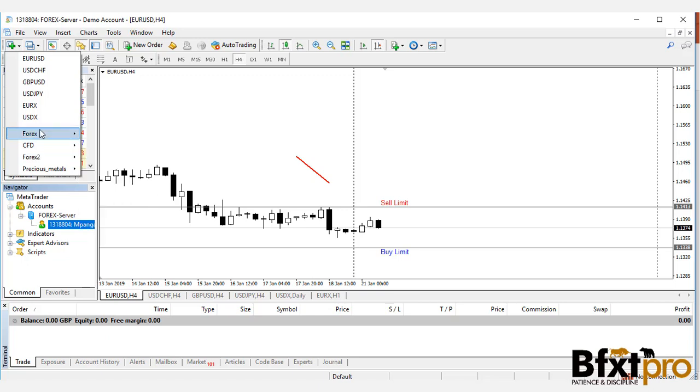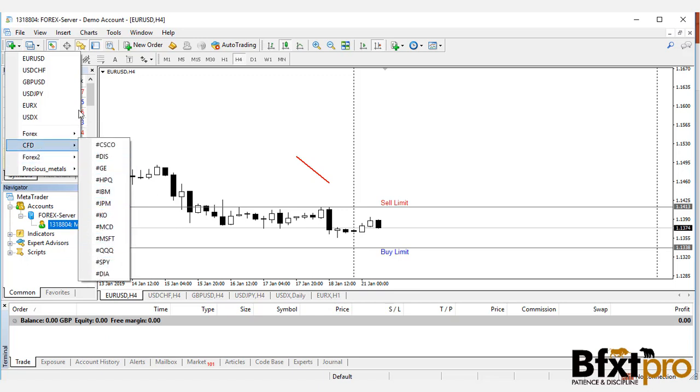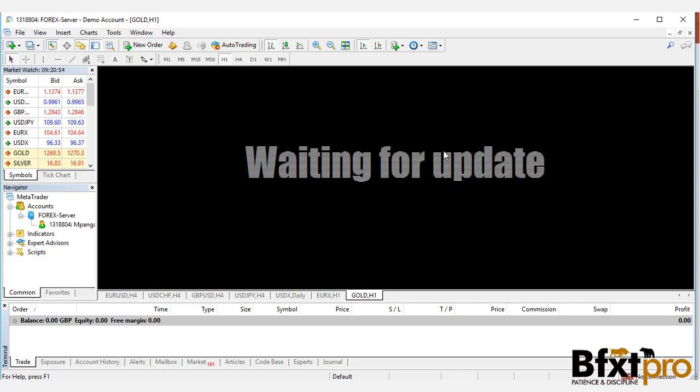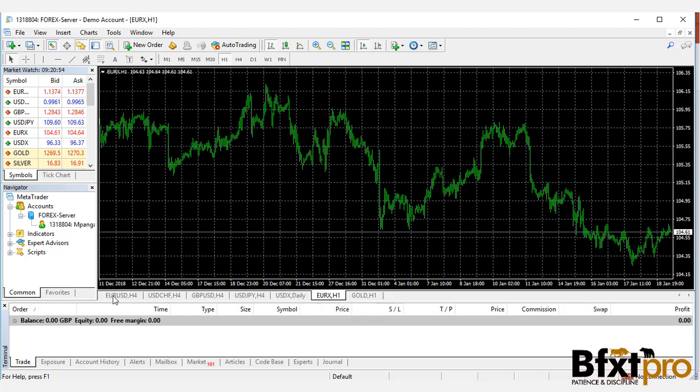Let's say for example, you see we have Forex, Euro USD, we have CFDs, this is them. We have Forex 2, they have metals, gold and silver. If I want to add them, it's going to come here. And then this is the chart. You see it's the last one here because I recently added it. And then we have your euro and all that.